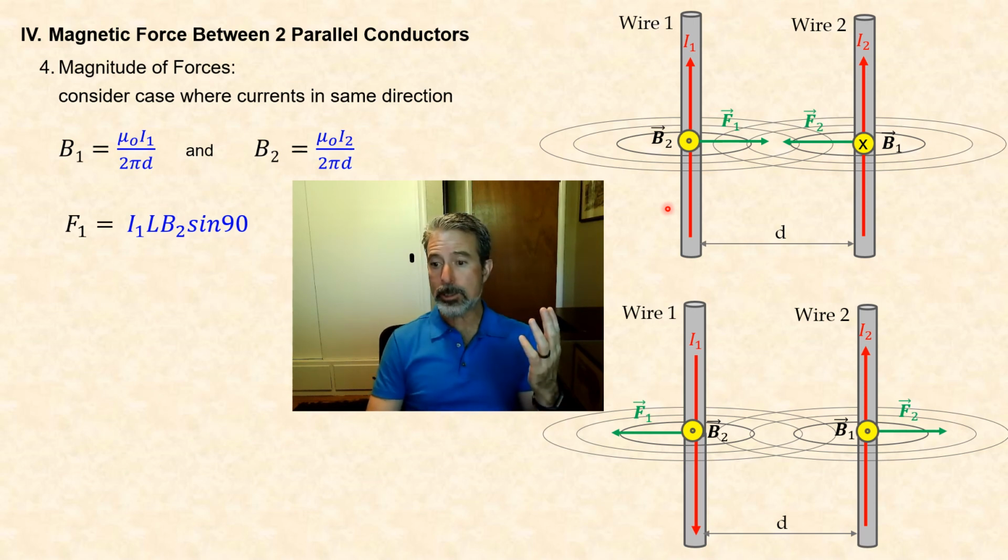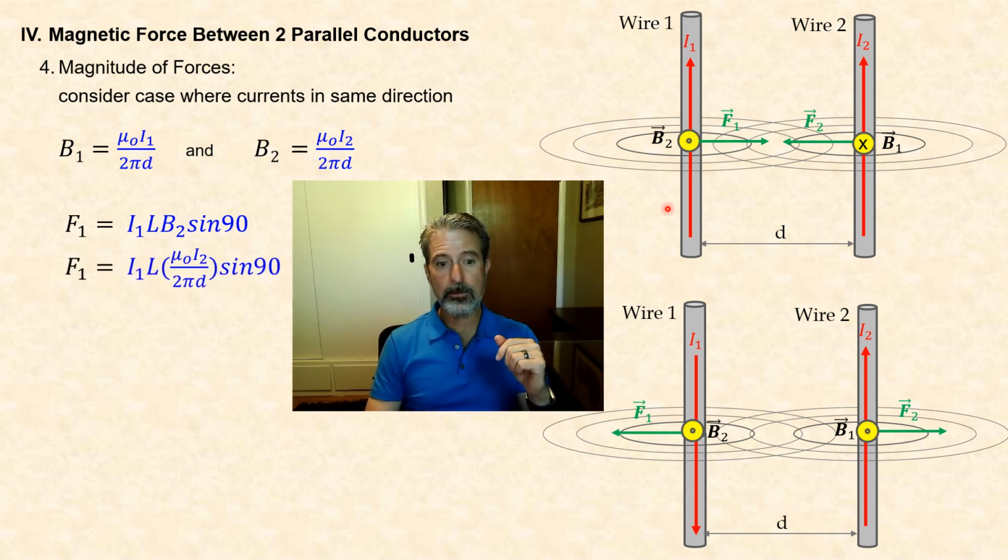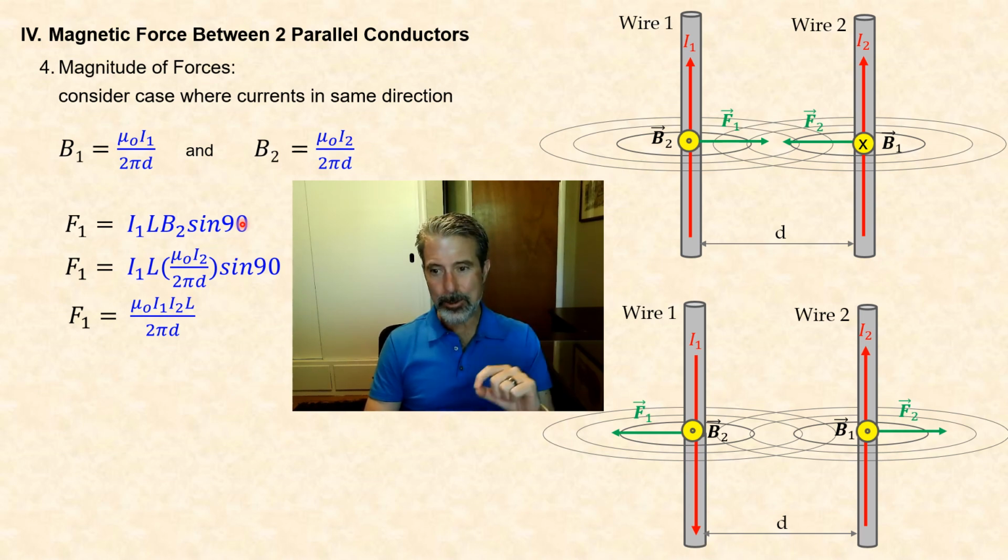We can now just substitute in our expression for the magnetic field B2 above, and we can simplify. We get this expression: the magnitude of the force on wire 1 due to the magnetic field created by wire 2 goes like mu naught times the product of the currents times the length of the wire, divided by 2 pi times the separation distance.